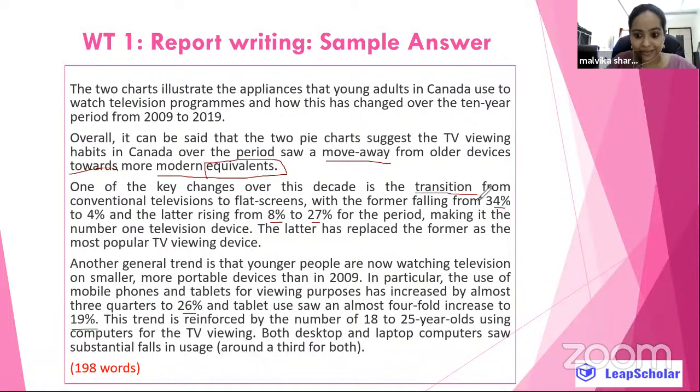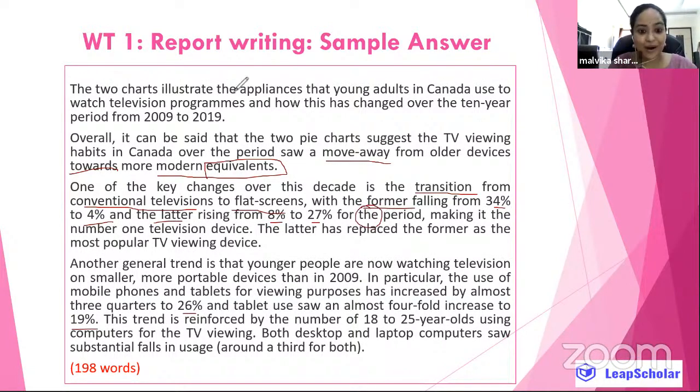Good vocabulary, guys. It is a transition from conventional televisions to flat screens. Now we have chosen flat screens to include in body paragraph 3. So, conventional televisions to flat screens. With the former, that means our conventional televisions, guys, with the former falling from 34% to 4%. Yes, we did look into it. And the latter, that is the flat screens, rising from 8% to 27% for the period.